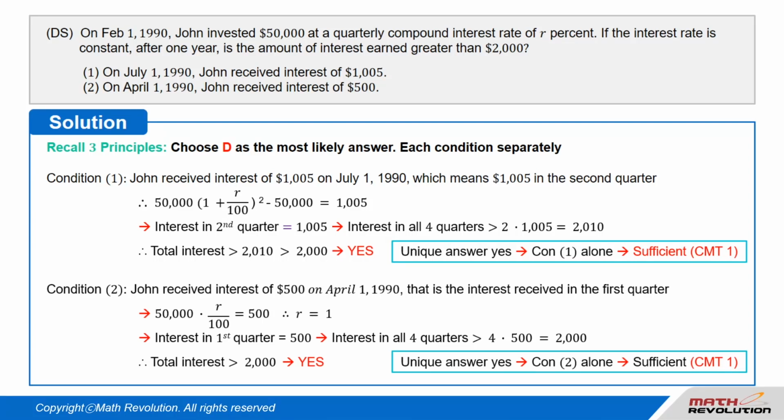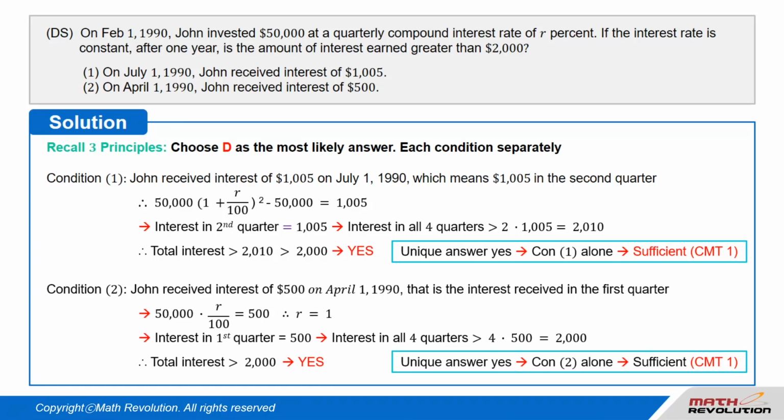Let's, therefore, take a look at each condition separately. Condition 1 tells us that John received interest of $1,005 on July 1st, 1990, which means $1,005 in the second quarter. Then we get 50,000 times 1 plus r over 100 squared minus 50,000 equals 1,005. We do not need to solve further, as we can solve this equation to get a value of r. Also, we can say if the interest in the second quarter is 1,005, the interest in all the four quarters will be greater than 2 times 1,005, which equals 2,010, because of the compound interest rate. So, the total interest is greater than 2,010, which is greater than 2,000, and we get yes, and the condition is sufficient by CMT1. Which means that the answer should be in terms of a unique yes or no.